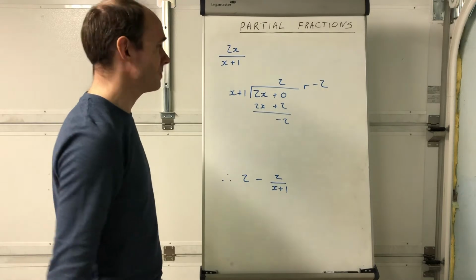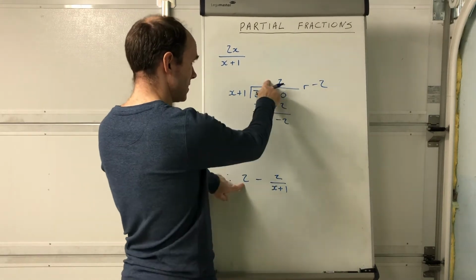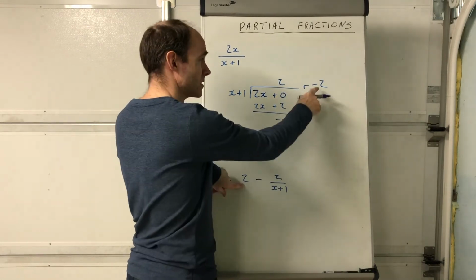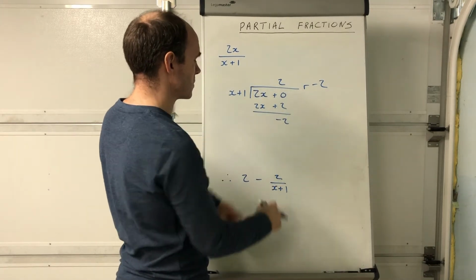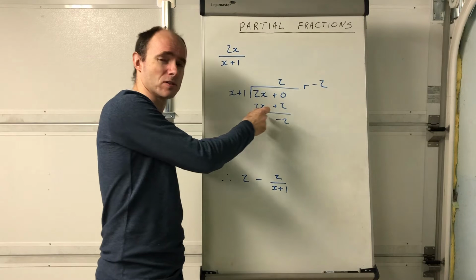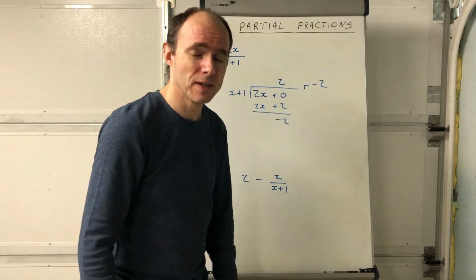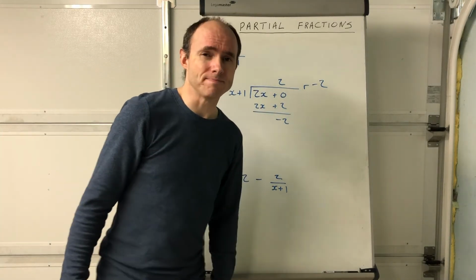How do you write that answer? You write your answer as 2, there it is, and the remainder you write as a fraction of the original divisor. So subtract 2 over x plus 1. That's how I would do it, it's just slightly quicker that way. There's another example coming right up.